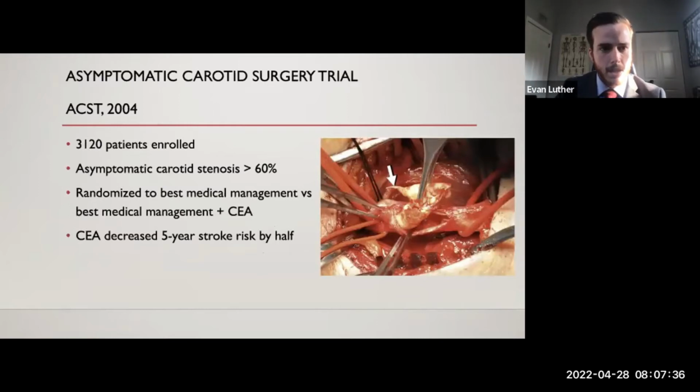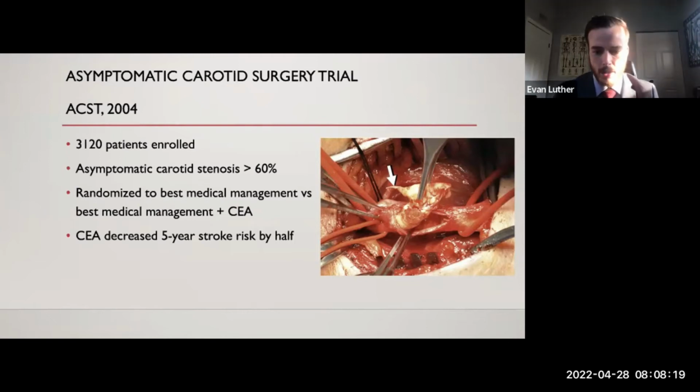And then the Asymptomatic Carotid Surgery Trial, the ACST, which was published in 2004, again enrolled about 3,000 patients, looking at asymptomatic carotid stenosis. The question again was truly who does benefit if they have asymptomatic carotid stenosis. They had to have greater than 60% stenosis, and they were randomized to best medical management versus endarterectomy. Similar to the previous ACAS study, if you can keep your perioperative morbidity low, they have a decreased ipsilateral stroke risk if they undergo endarterectomy.